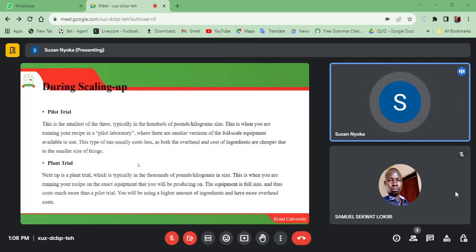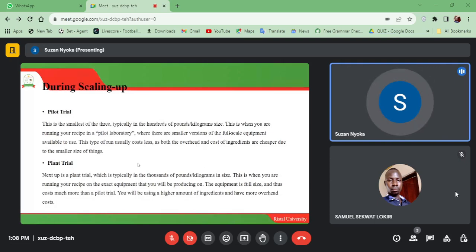So during scale up, the first is the pilot trial. This is the smallest of the three, typically in the hundreds of pounds or kilograms in size. This is when you are running your recipe in the pilot laboratory, with all versions of the full-scale equipment available to use. So this type of run usually costs less, as both the overhead and the cost of ingredients are cheaper due to the smaller size of it.